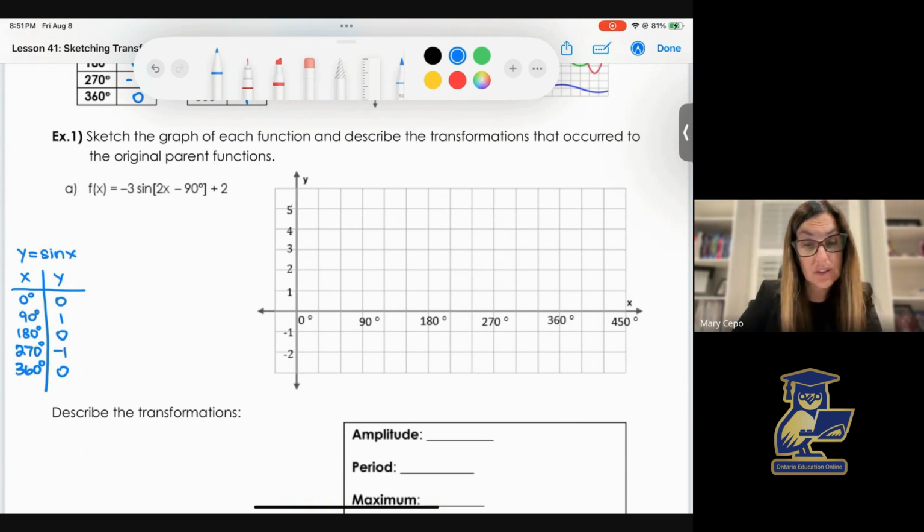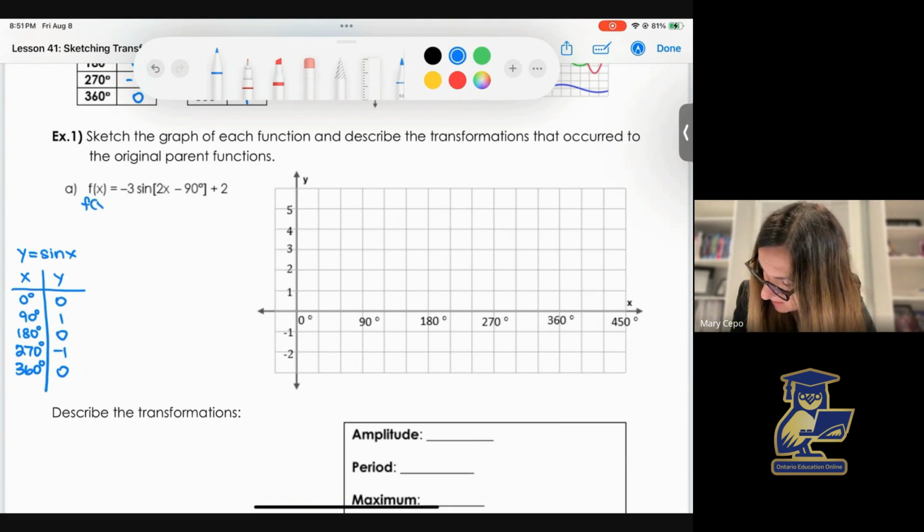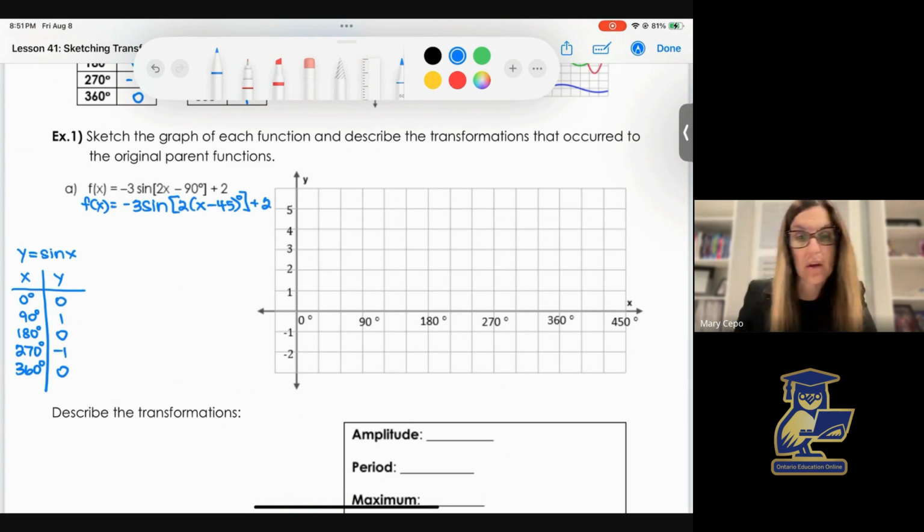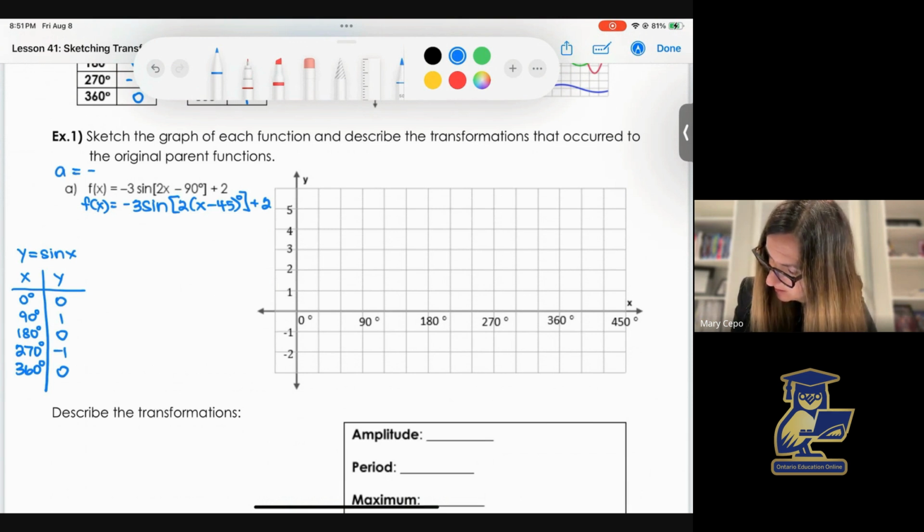Okay, so just like the previous functions we looked at, we always want to factor out the k value. So in this case, we can say f of x is equal to -3 sine, we're going to factor out that 2, left with x minus 45 degrees, and then it's going to be plus 2. For all our functions, that is very critical. That's going to impact that horizontal translation or that phase shift. Okay, then we can identify a is equal to -3, k is equal to 2, d is equal to 45, and c is equal to 2.